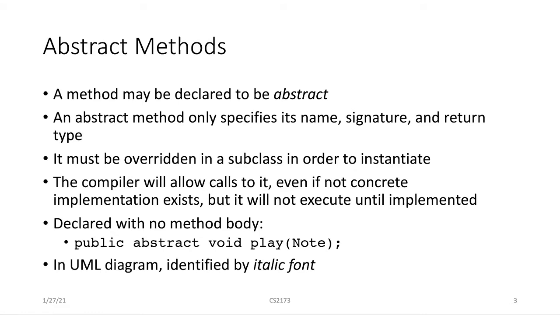So this is where that late binding idea comes in. If I declare a variable to be an object of this class type that has an abstract method in it, the compiler will let me call it because syntactically it will work, but it won't execute it until it's actually implemented.